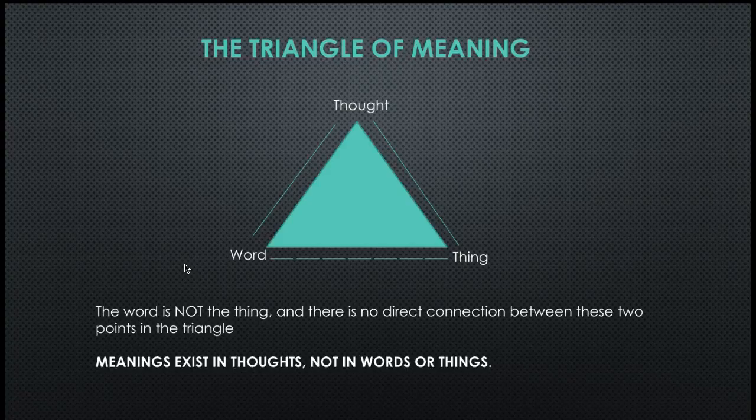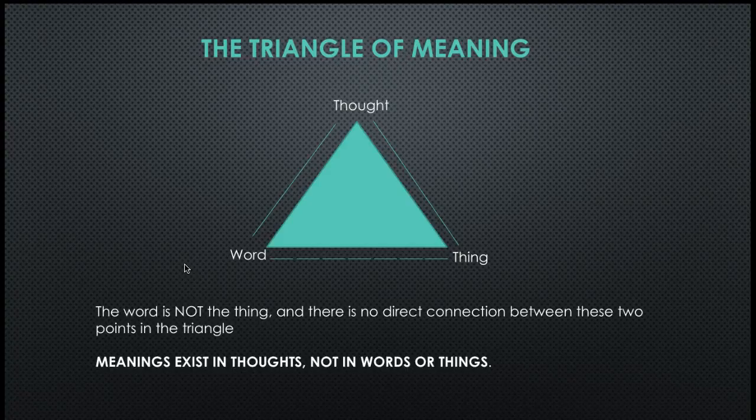Essentially, if we look at the triangle, the word equals a symbol or sign, the thought section equals reference, and the thing is the referent. And so when you consider that, the semantic triangle shows a direct relationship between words and thoughts and things, but uses a dotted line to represent that the word, the sign, is not the thing or referent. So there's no direct relation between words and things.